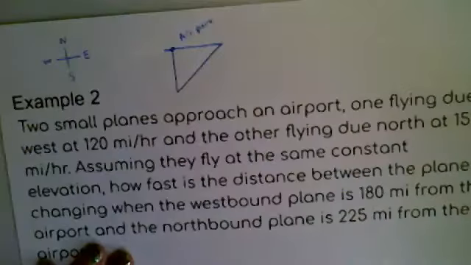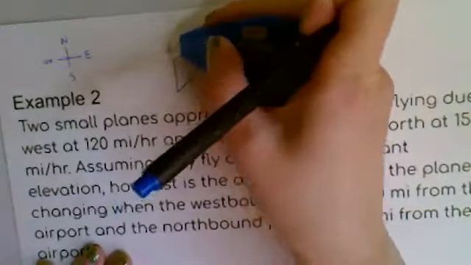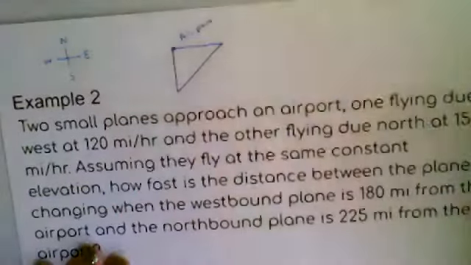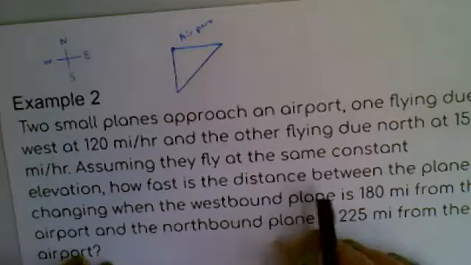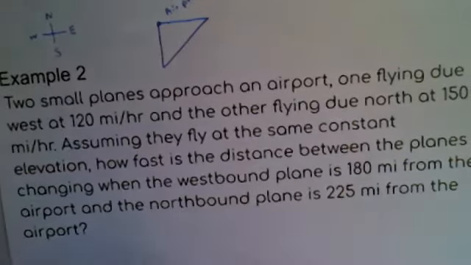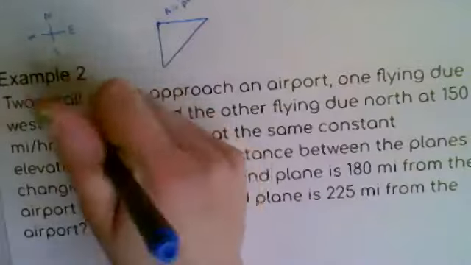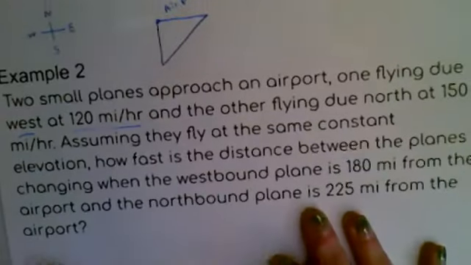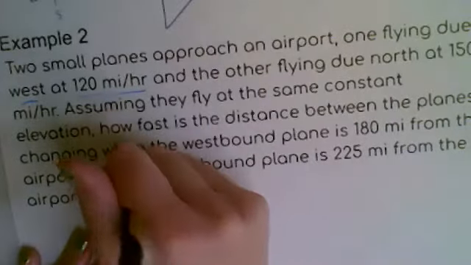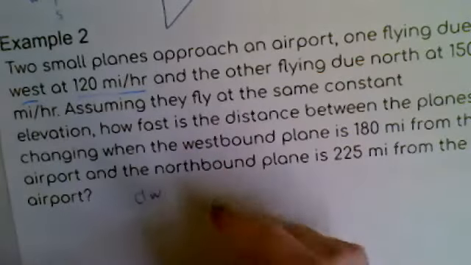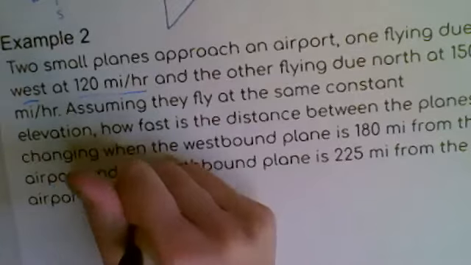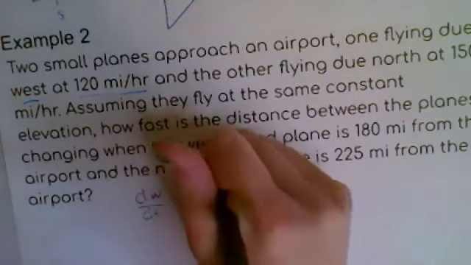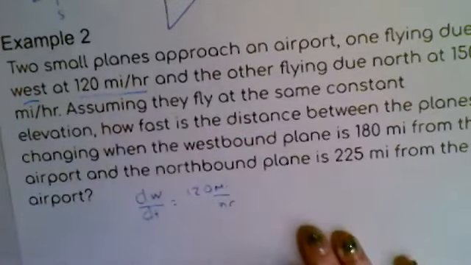Okay, so let's see, what else do we know? We know that the westbound plane is going at 120 miles per hour. So what that is telling me is the derivative of the westbound plane with respect to time is going to be 120 miles per hour.